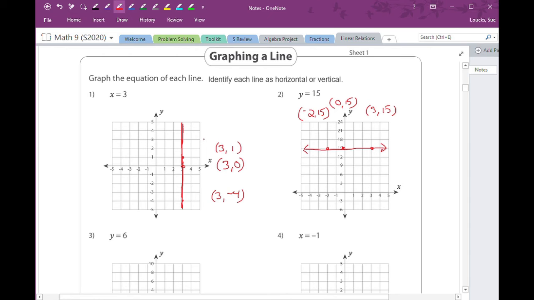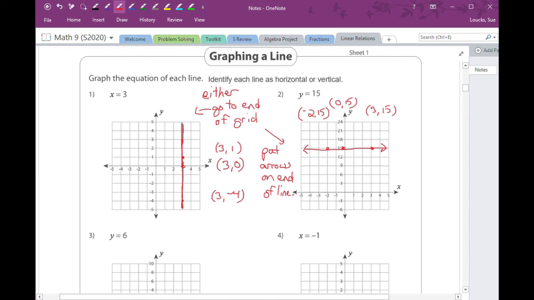Okay, a couple other things that I want to draw your attention to in this example is that there are two ways that you can show that your line actually continues forever. Either go to the end of the grid that is given to you or that you do yourself, or put arrows on the end of your line. Okay, you need to do one or the other.